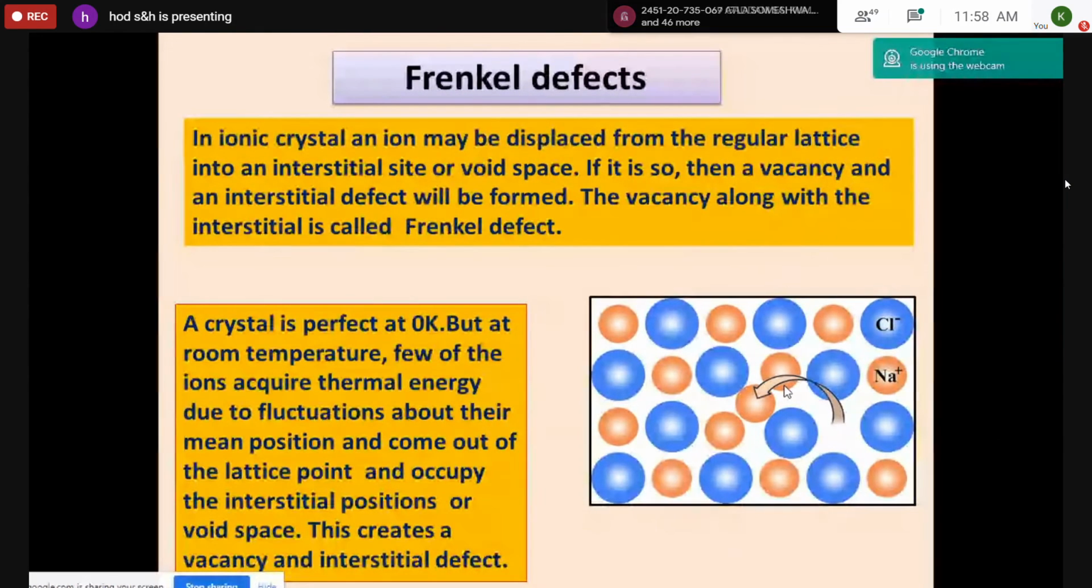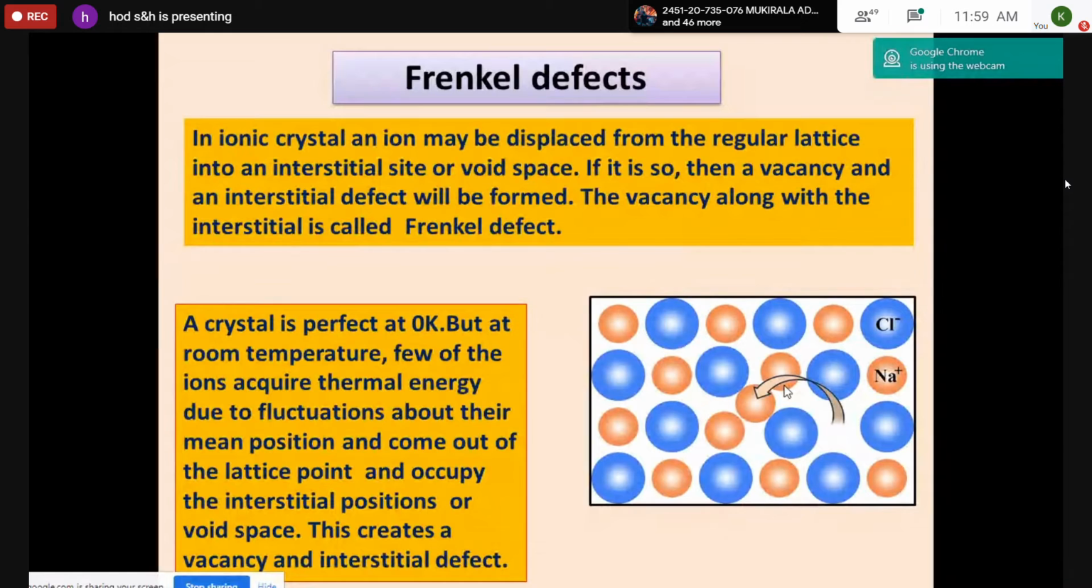At 0 Kelvin, this arrangement is perfect, but as the temperature rises to any temperature T, there is a possibility that some of the ions get thermal energy and can move from their regular positions to some void spaces, irregular lattice sites. It creates a certain vacancy, and this is called an interstitial defect. And ionic interstitials are called Frenkel defects.